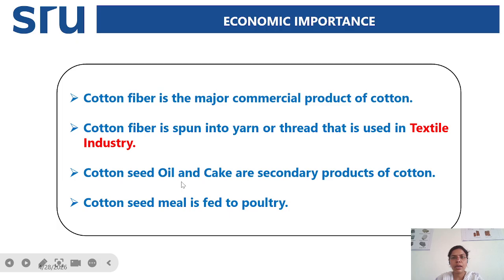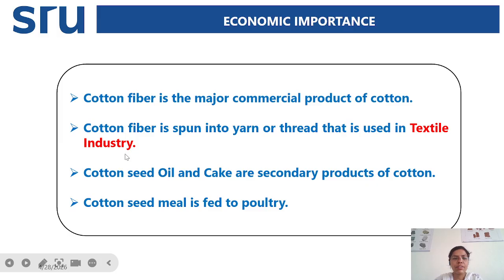Next, coming to economic importance. I told you the cotton fiber is the major commercial product of cotton. It is called a commercial crop because the cotton fiber is spun into thread, which is used to make clothes in the textile industry. Per quintal it fetches 8,000 to 9,000 rupees. Because of this it is called a commercial crop, and it is also called the king of fibers.